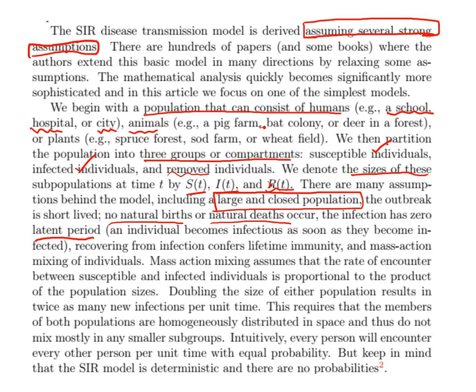So a person is able to pass the disease to someone else without waiting for those things I was talking about, like temperature getting high. Then, recovering from infection confers lifetime immunity. So once you contract COVID-19, get hospitalized and recover, you will never contract COVID-19 again, according to this assumption. That's why we said there are some strong assumptions.